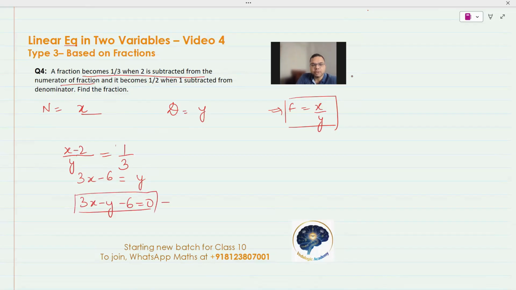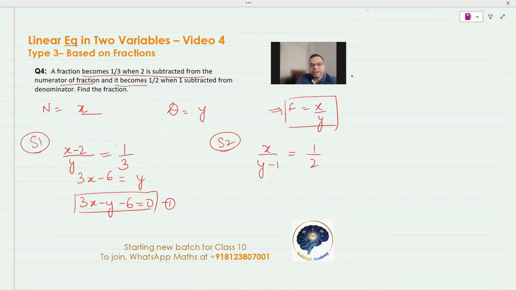So this becomes equation 1 for us, right? So this was scenario 1. Let's see what the second scenario is. It becomes 1 by 2 when 1 is subtracted from the denominator. So we have x upon y, but it says 1 is subtracted from the denominator. So I subtract 1, it becomes 1 upon 2, right?